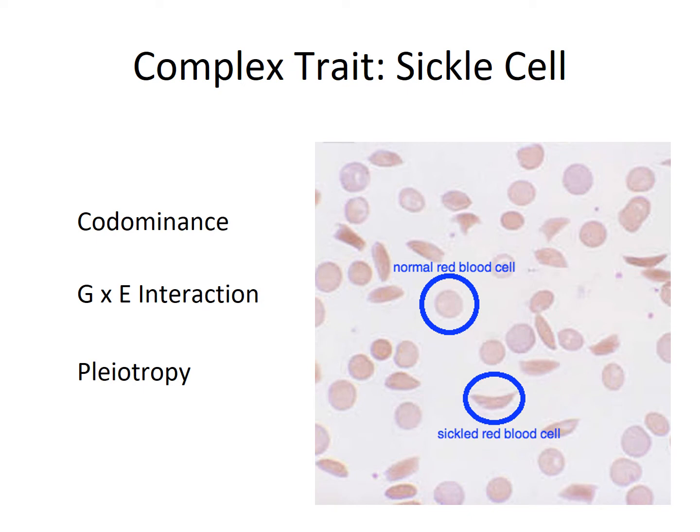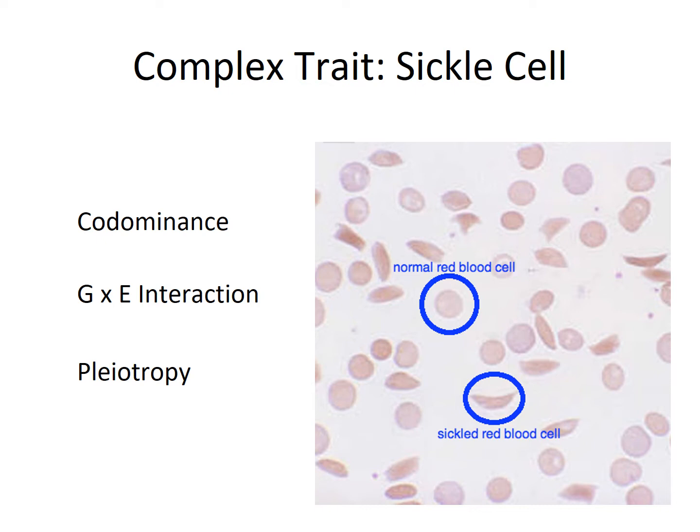Multiple of these complex inheritance patterns can co-occur. That means that the trait that a person is expressing, the phenotype that they're living with, can result from all of these things going on at once. So now I want to apply what we've learned to a human example.